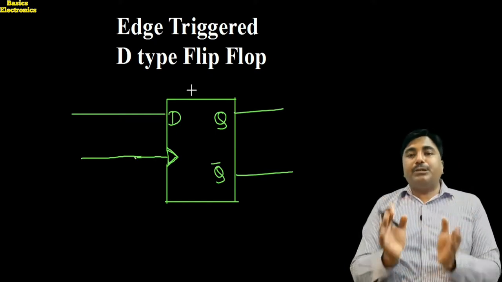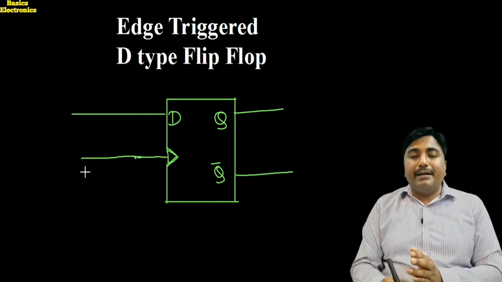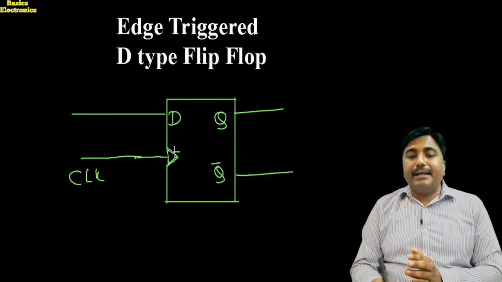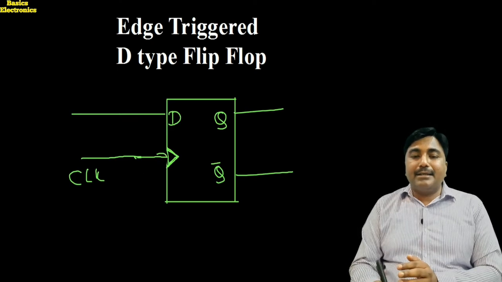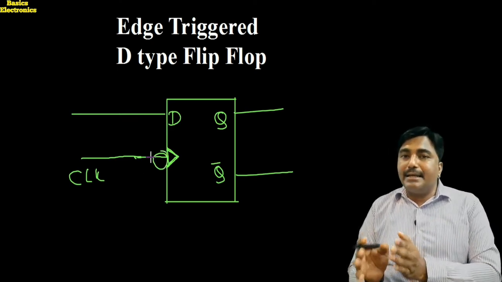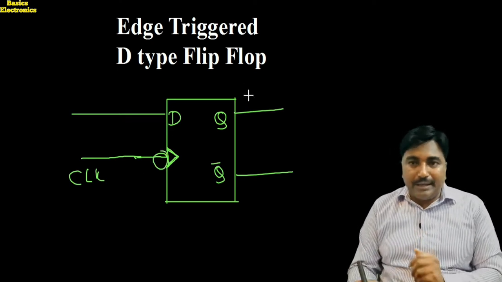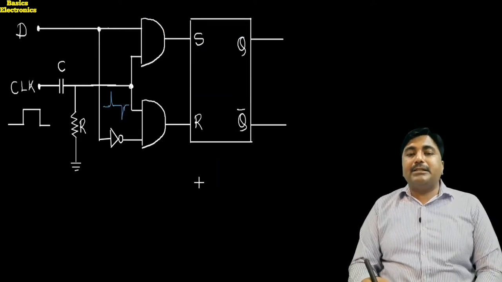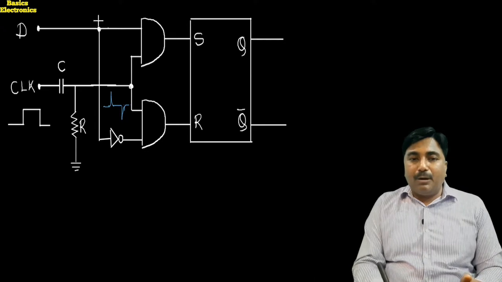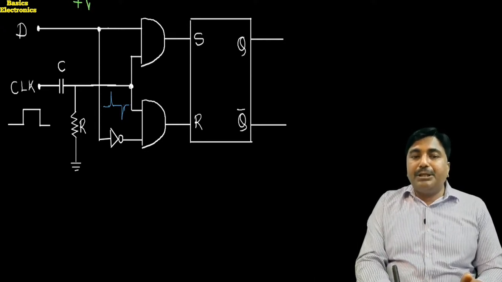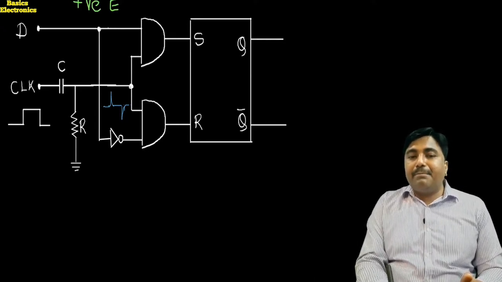Okay. For positive edge triggering, we connect the clock input directly to this edge. We show here this triangle, meaning one edge is there, and if there is a bubble, it means this is the negative edge triggered flip-flop. Okay. Now we have to see the construction of the positive edge triggered D-type flip-flop. This is the positive edge triggered D-type flip-flop.